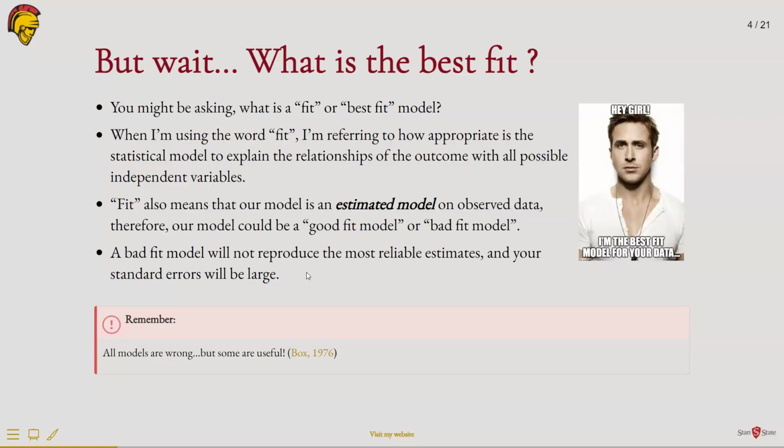So I'm probably going to be saying sometimes, and you heard me probably in other lectures saying, bad fit model. That means that that model doesn't explain the data properly. It's not like it's the worst model possible, but there are other better options for the data.